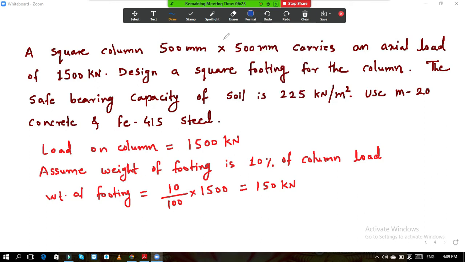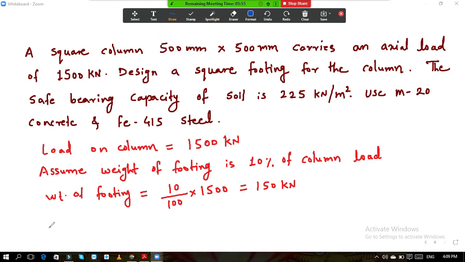Now see, here the load on the column is 1500 kilonewton. So already 1500 kilonewton load is acting on the footing, plus what is the weight of the footing? Now we have assumed the weight of the footing as 150 kilonewton. Okay. So what is the total load now? The load which is coming from the column plus self weight of the footing, that is nothing but your total load.